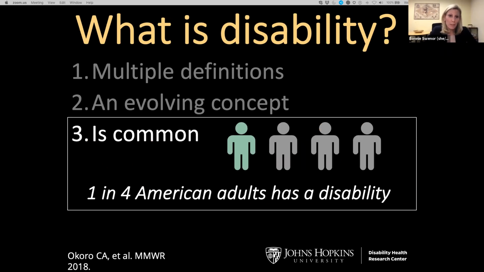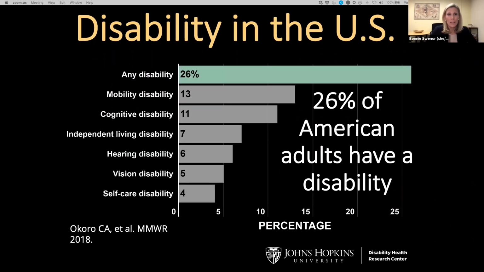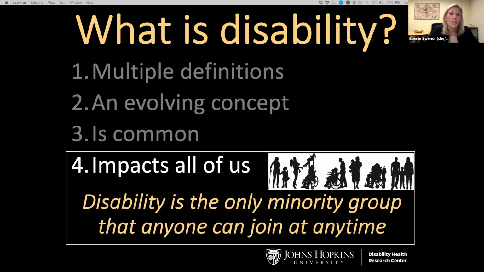Disability is common. I think you all certainly understand that as well. 1 in 4 American adults has a disability. That's 26% of our population. Again, this is scene setting. I give this in lots of talks. I won't go into these details, but what I'm showing on this slide is a bar graph of some broad categories of disability. This is data from the BRFSS survey and how they characterize disability. And disability impacts everyone in our communities. Disability is often referred to as the only minority group that anyone can join at any time, and that's important to consider.